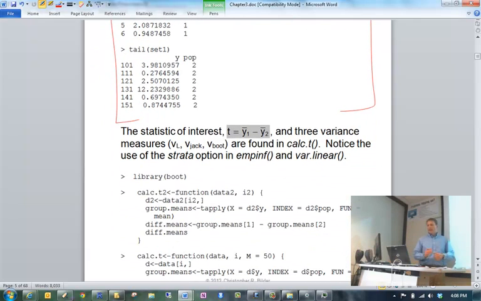So the first thing I need to do is write a calc.t function that's going to calculate y bar 1 minus y bar 2. But I also want to calculate three different measures of variance: non-parametric delta method, jackknife, and bootstrap. For some reason I decided not to do the regression. Yeah, we'll just leave it at that.